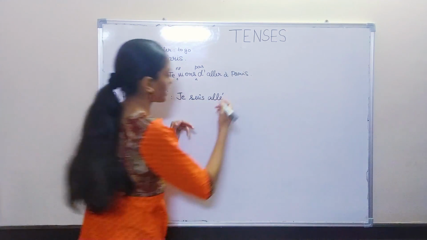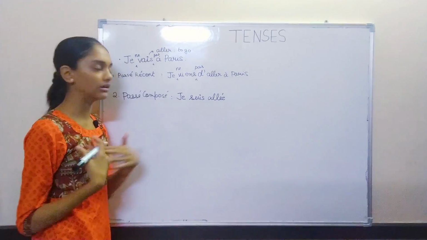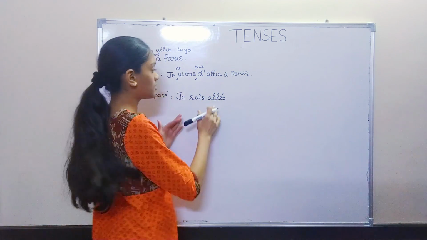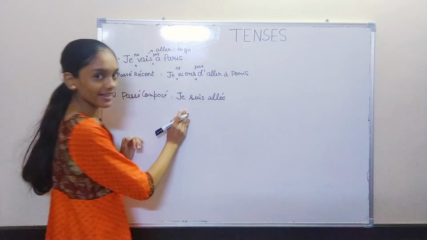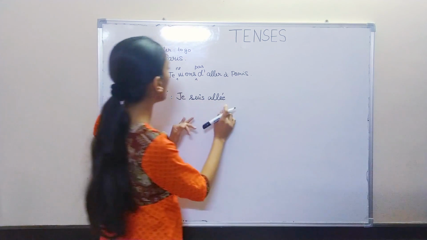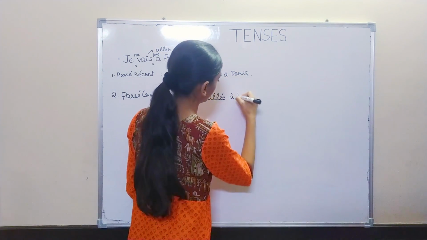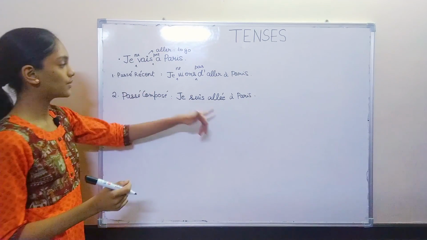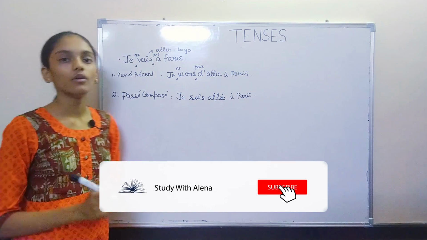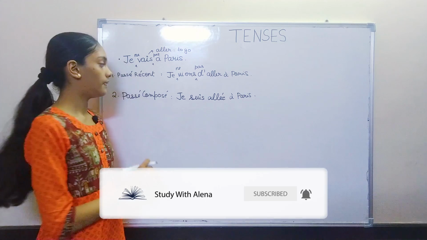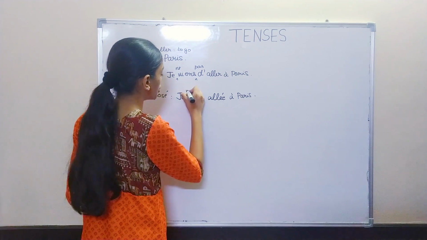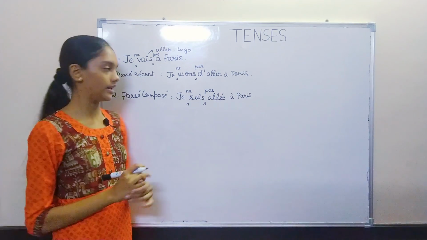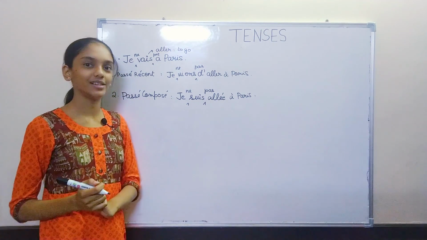Now, if you want, you can add an extra E. Like, I'm a girl, so I'll say je suis allée with an extra E. But it's just optional. In this case, je suis allée à Paris. Okay, so this was Passé Composé. Now, if you want to negate it, then it would be je ne suis pas allé à Paris. Je ne suis pas allé à Paris.